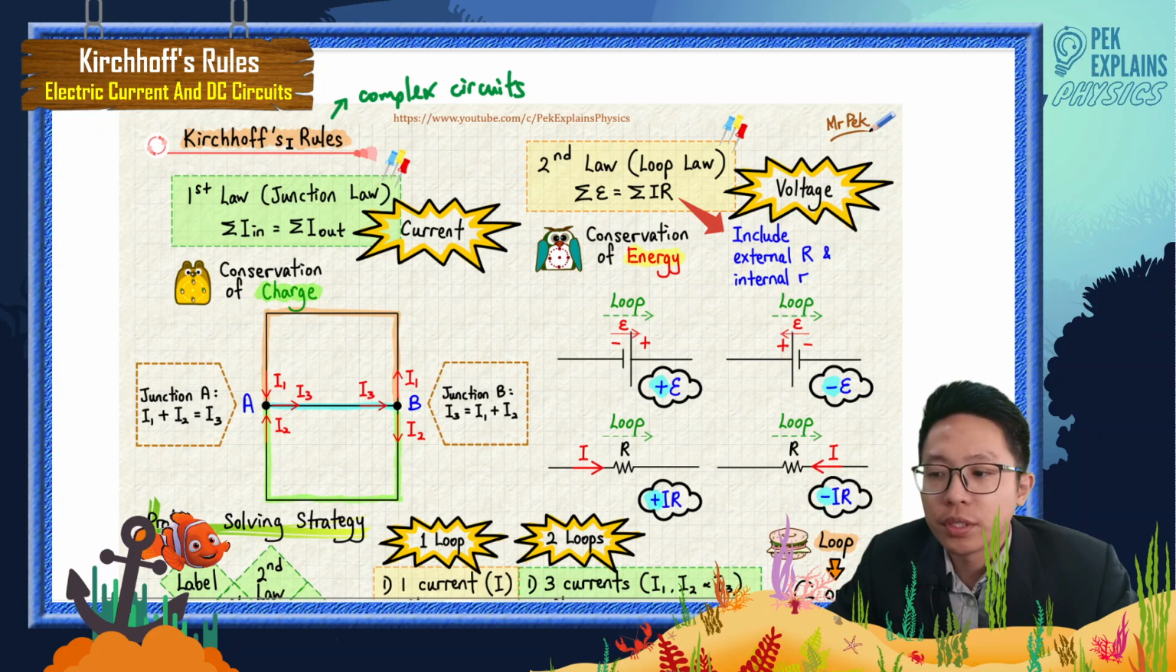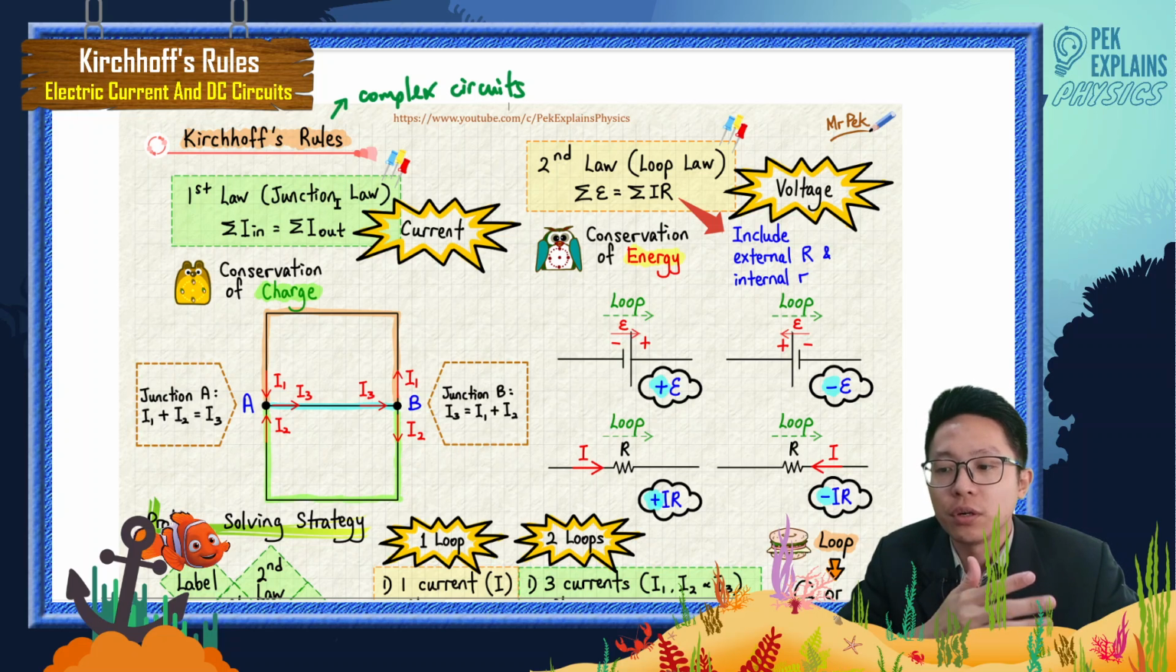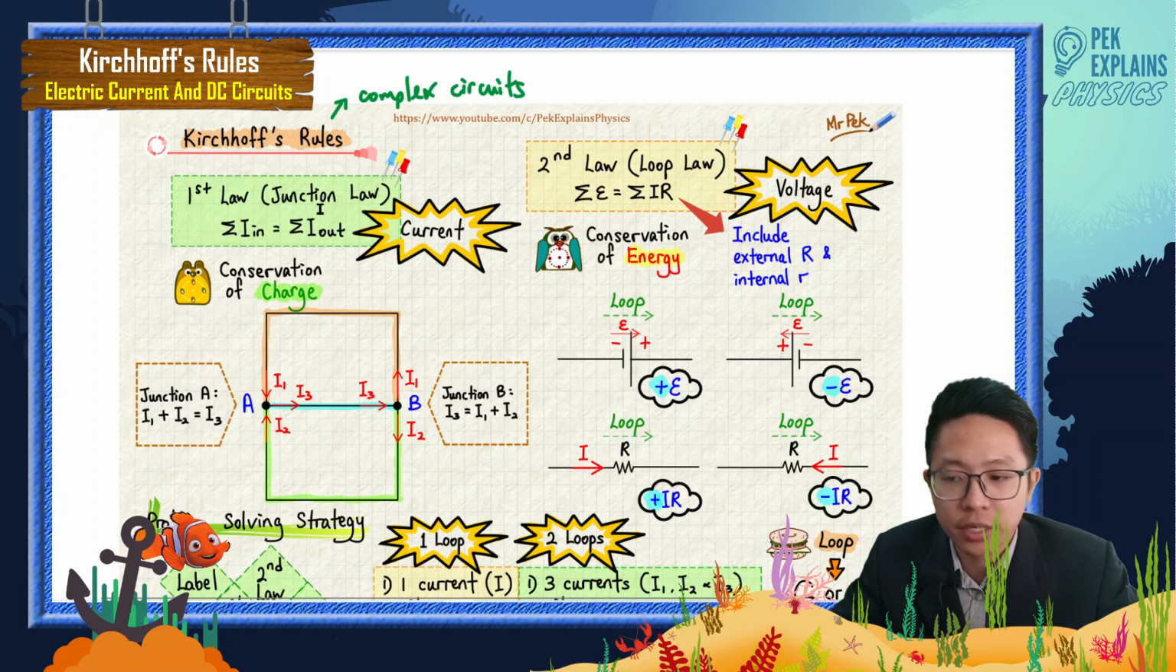Under Kirchhoff rules, there are 2 laws: the first law and the second law. The first law is called the junction law because it happens at a junction. The first law is about current: current entering a junction and current going out from a junction.